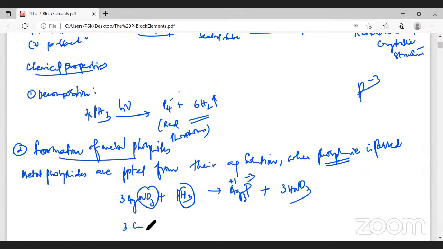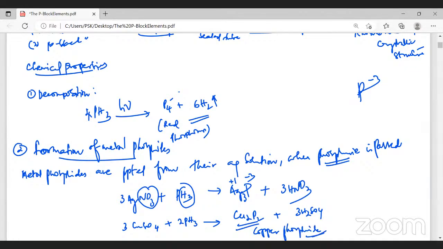Likewise, if you take copper sulfate solution and pass phosphine, you get cuprous phosphide or copper phosphide, and we get 3 moles of sulfuric acid. This is called copper phosphide.